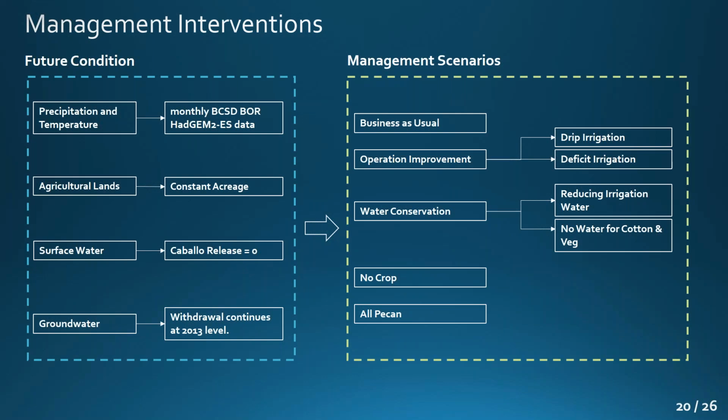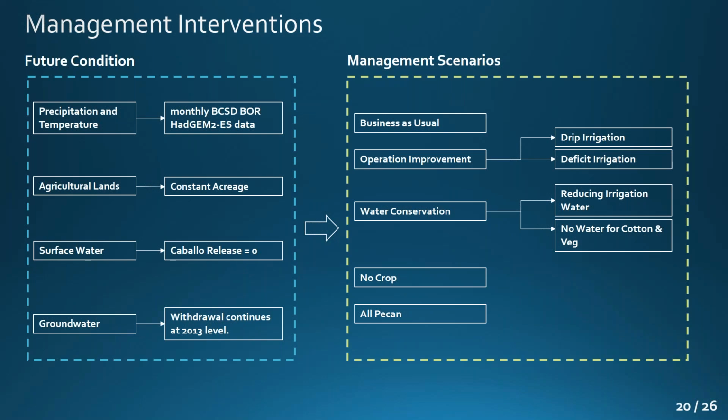And then in terms of management scenarios, we can continue the business as usual into the future. We can look at some interventions, although SWAT doesn't allow us to explicitly simulate those intervention scenarios like drip irrigation or deficit irrigation. There are some assumptions that we can make. There are some parameters that we can change, and we can look at how that impacts different components of the water budget. And then there are some radical scenarios of reducing irrigation water and maybe not using any water for cotton and vegetable.